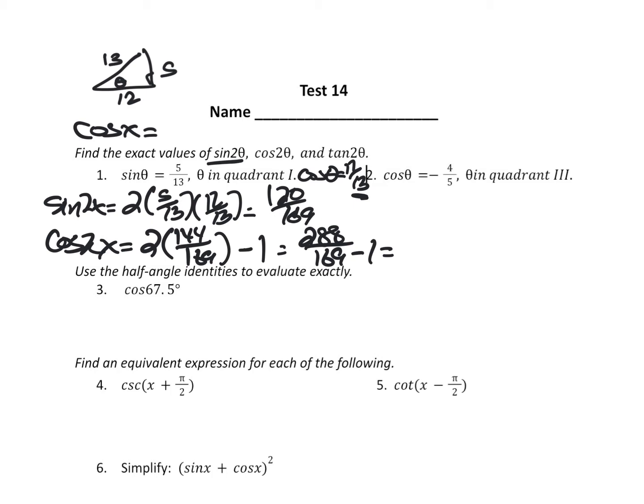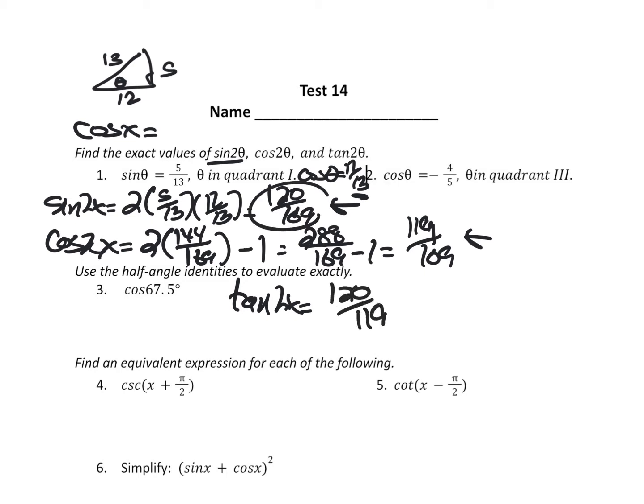So if you do 288 minus 169, I got to punch it in real quick because I'm afraid I'm going to mess it up in the video. 288 minus 169. I'm getting 119. 119 over 169. When you get the tangent 2x, the best way to do that instead of doing the formula is just do the sine over the cosine. Remember, tangent is sine over cosine. So if I put 120 over 169 over 119 over 169, the 169s would cancel, and I would just get 120 over 119. Okay, so those 3 answers right there, that's number 1.